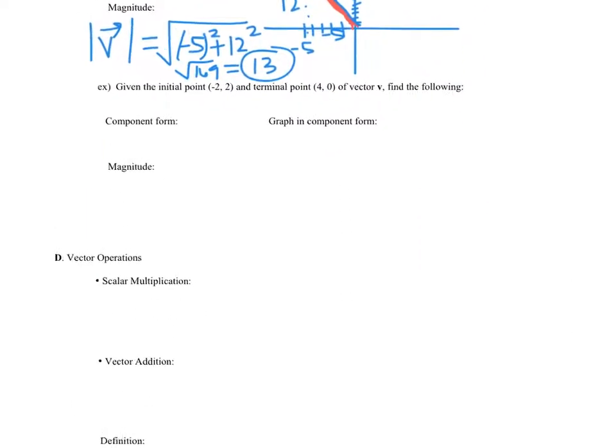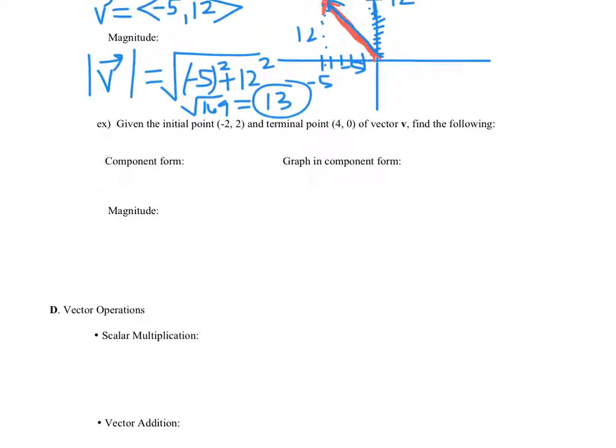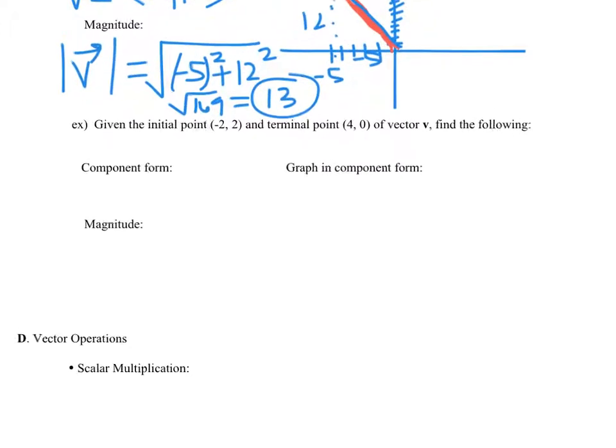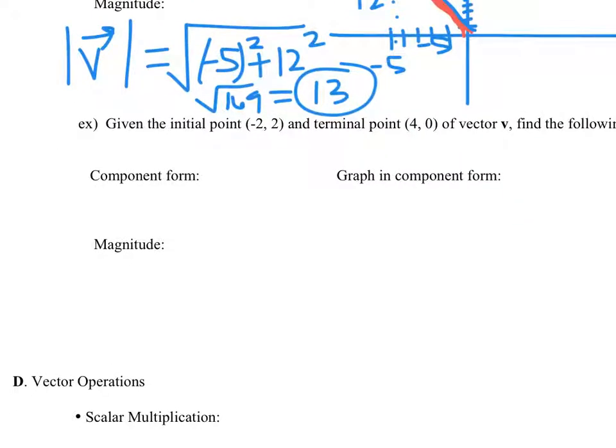All right, let's do another one. You want to try this one on your own? Okay, I'll let you try this one. I'm going to do it really quickly. For component form, you take terminal minus initial. So 4 minus negative 2, you have to be pretty good at subtracting negatives. And 0 minus 2 is negative 2. Perfect. 6, negative 2.